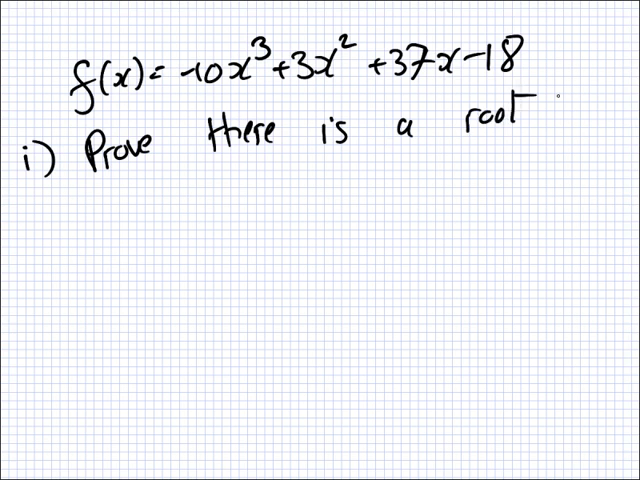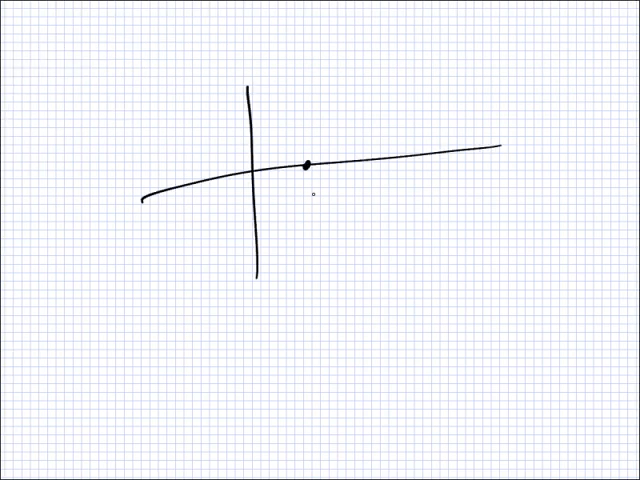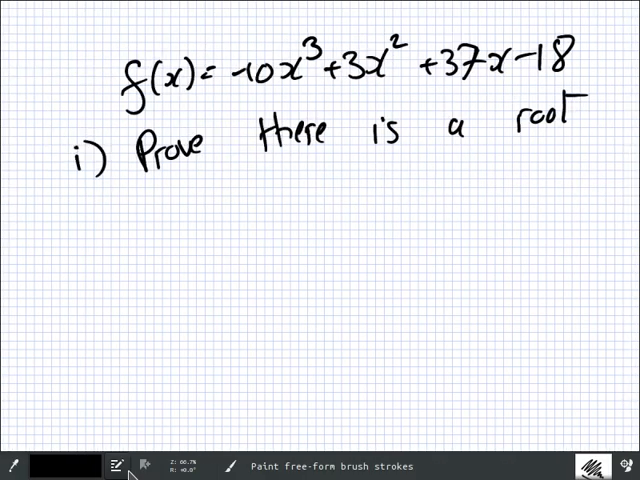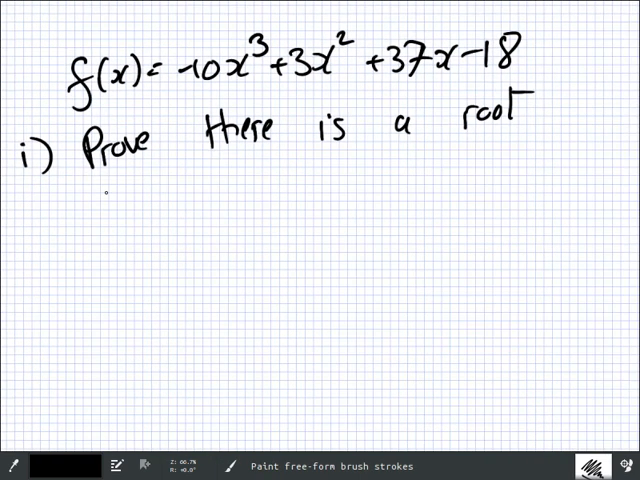Okay. This is quite easy to do, actually. If you can show that for some number A, you get a positive answer, and for some number B, you get a negative answer, then you know in between there must be a root. Okay? So let's see. Let's just pick a number. Let's just say x is 0. So f of 0 is equal to minus 18.